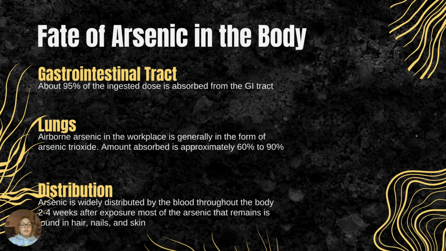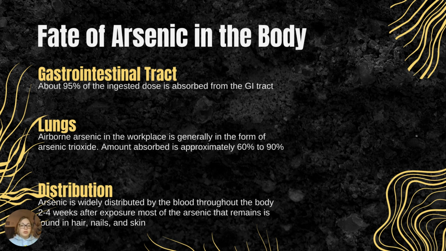So, arsenic can be found in the body, and it is mainly inhaled or ingested. The majority is ingested, and about 95% of the ingested dose is absorbed from the gastrointestinal tract. The inhalation of arsenic is usually found in the workplace and is in the form of arsenic trioxide. The amount absorbed is approximately 60% to 90%, but research is still going on, as there's not much arsenic in the air to be inhaled as there is to be ingested.